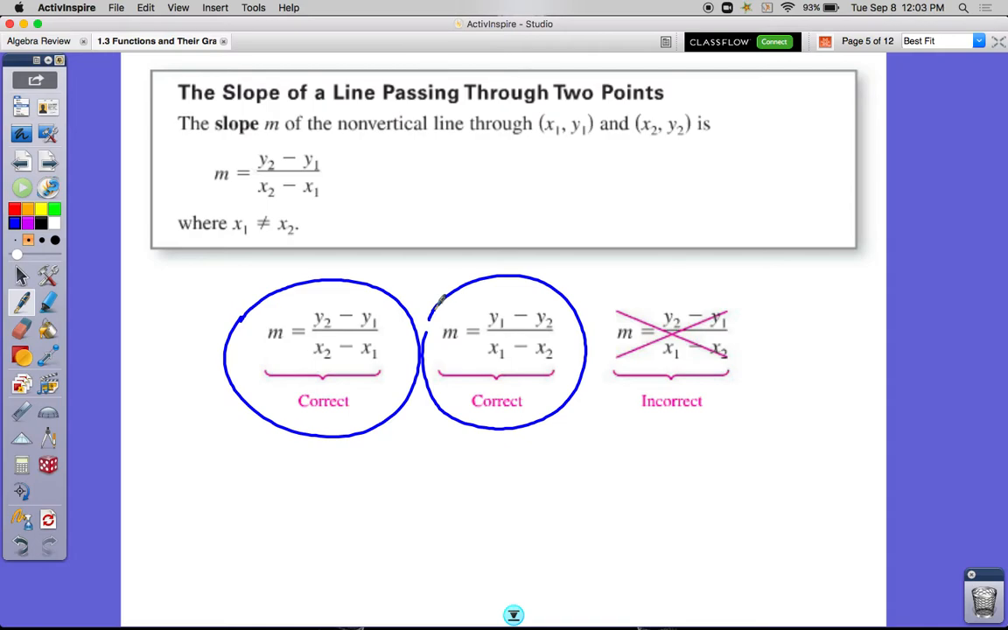Alright, so the incorrect way to do that is exactly what we just mentioned: y2 minus y1 over x1 minus x2. You've reversed two of those. And when you reverse two, notice how these are not lined up like they're supposed to. The slope does become other than what it's supposed to.